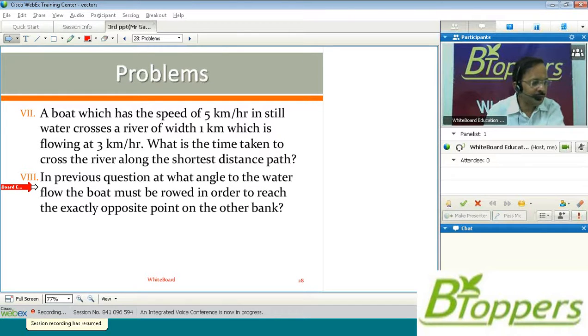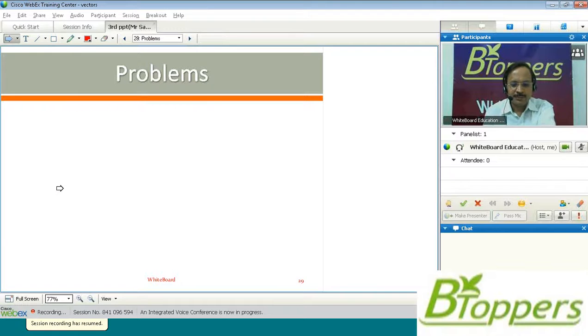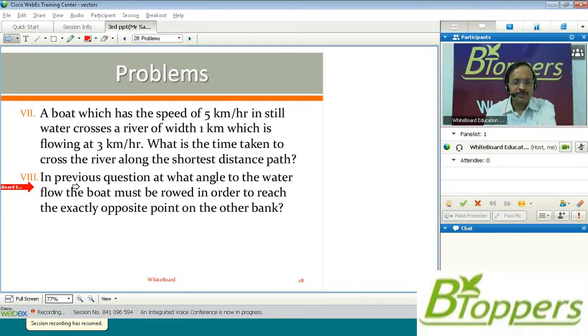So then next question is also related to the same problem. What angle to the water flow the boat must be rowed in order to reach the exactly opposite point on the other bank? So if you want to try the problem yourself, you can take a pause and try this problem yourself first. Otherwise, look at the solution of the problem.